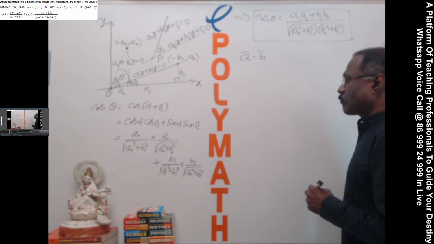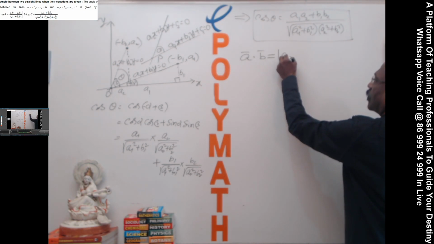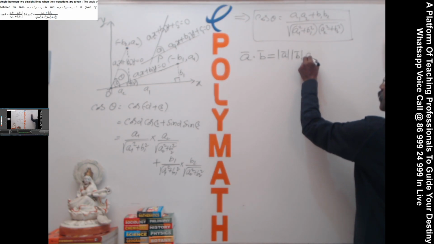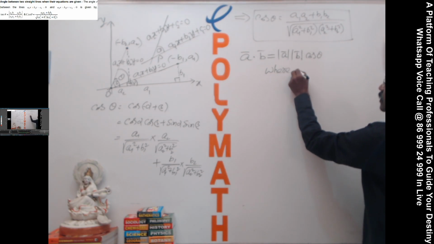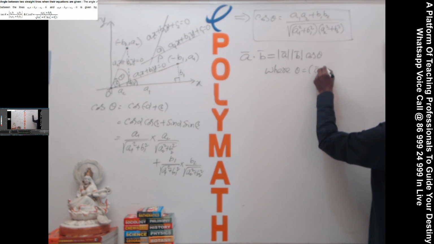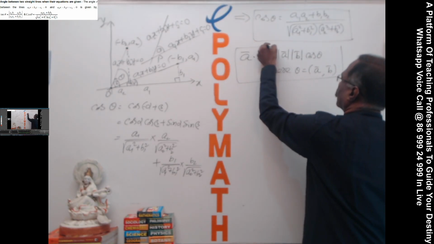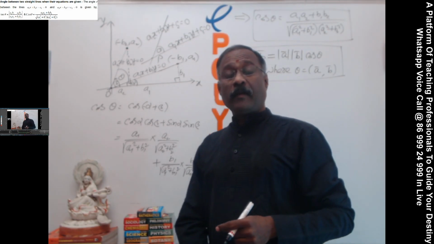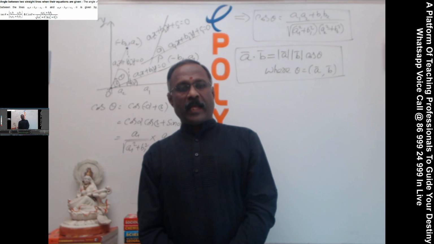A bar dot B bar is equal to mod A bar into mod B bar into cos theta, where theta is the angle between A bar and B bar. Arun, are you there? Respond for A bar dot B bar.